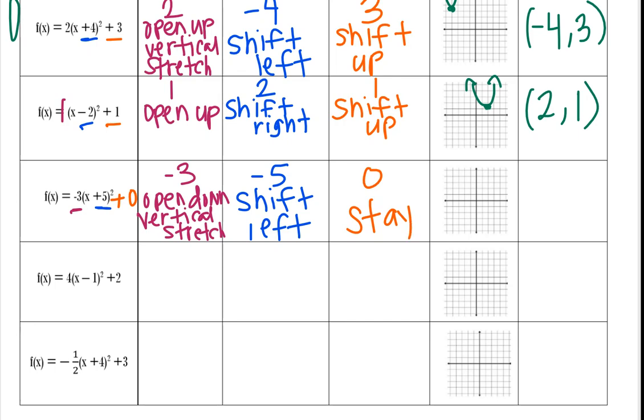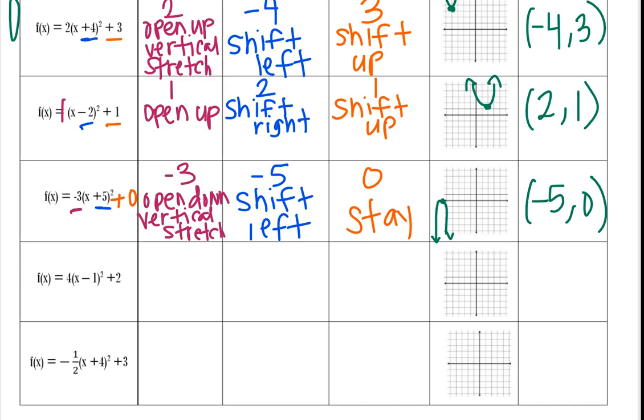So I know that I have to go to the left 5 units. And then I'm not moving up or down. I'm going to stay on that x-axis. So my vertex is negative 5, 0. I am going to open down with a vertical stretch, so it's going to look really skinny opening down. Remember, this is just a sketch.